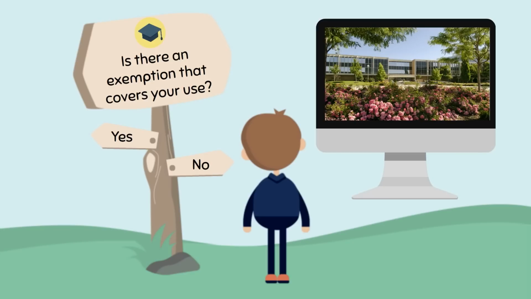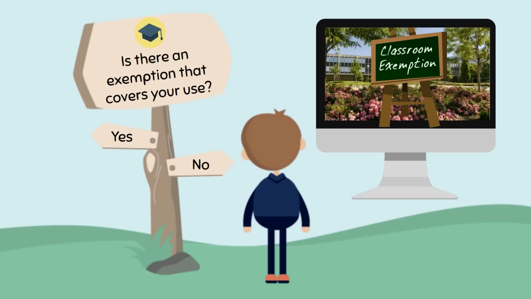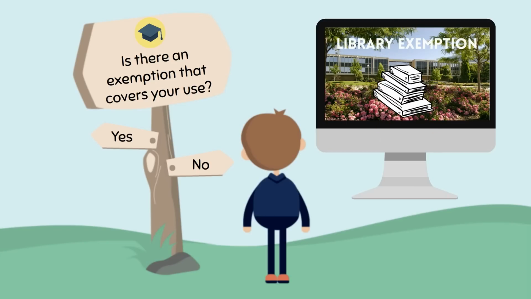The fourth question asks if there's an exemption in copyright law other than fair use that covers your intended use. You should answer yes if your use is covered by an exemption like the classroom exemption or library exemption. Otherwise, you should answer no and proceed to the last question.